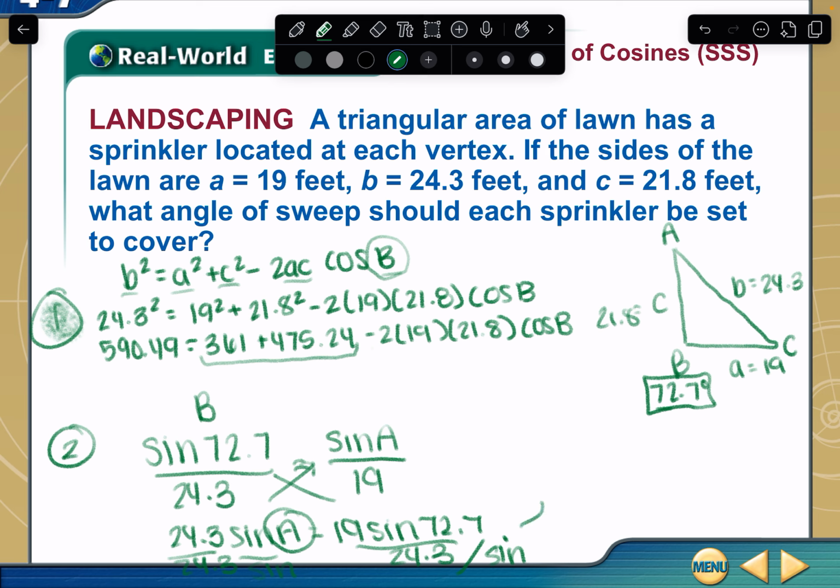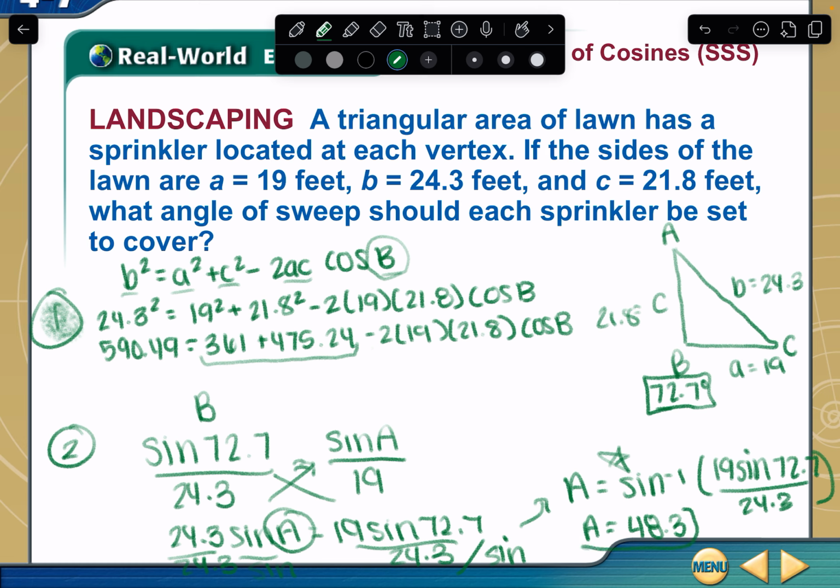So this right here would really turn into A is equal to sine -1. So I have a fraction divided by a fraction, so my sine's going to move up. And then 19 sine 72.7 over 24.3. So this whole chunk right here is what I'm plugging into my calculator to find angle A. Whenever you do that, you would get 48.3 as your next angle measure.